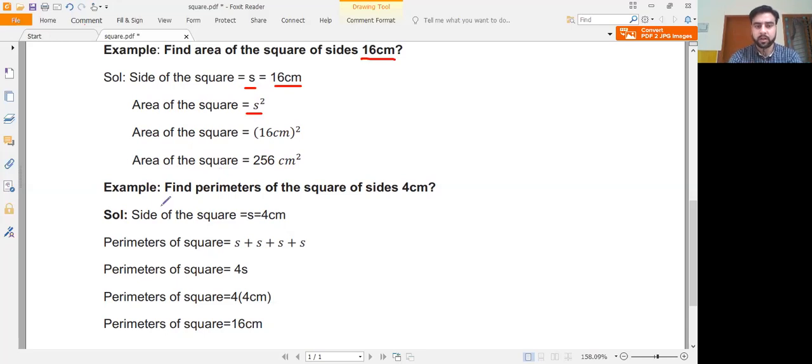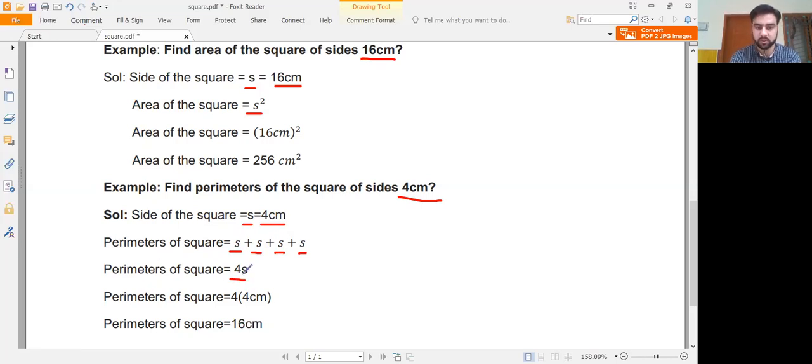Now find the perimeter of a square of side 4 centimeters. Okay, the side of the square is represented by S, which is equal to 4 centimeters, which is given. Perimeter of a square: we know that perimeter is the sum of all sides. A square has 4 sides, each named S, so S plus S plus S plus S gives 4S. That's why the perimeter of a square is equal to 4S.